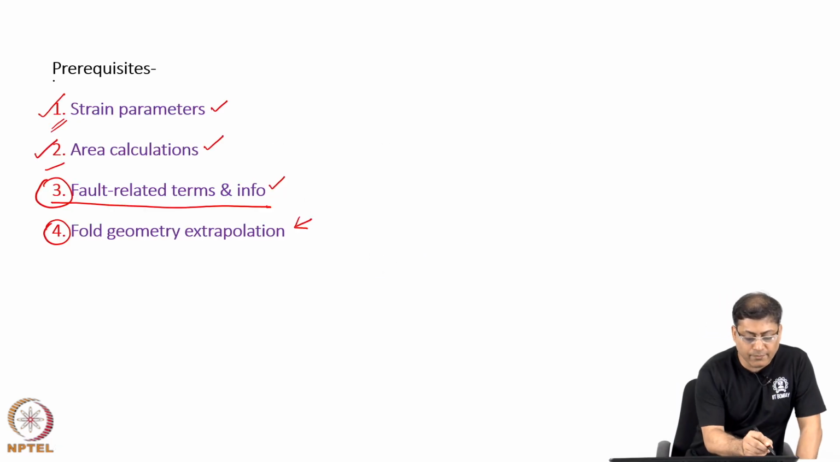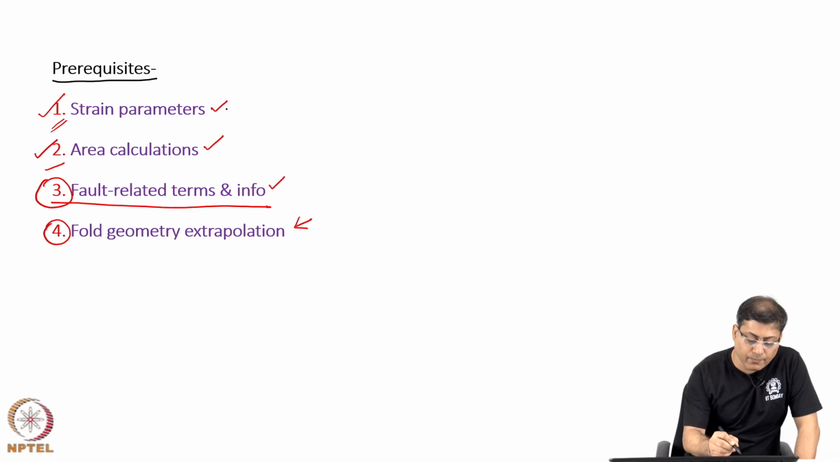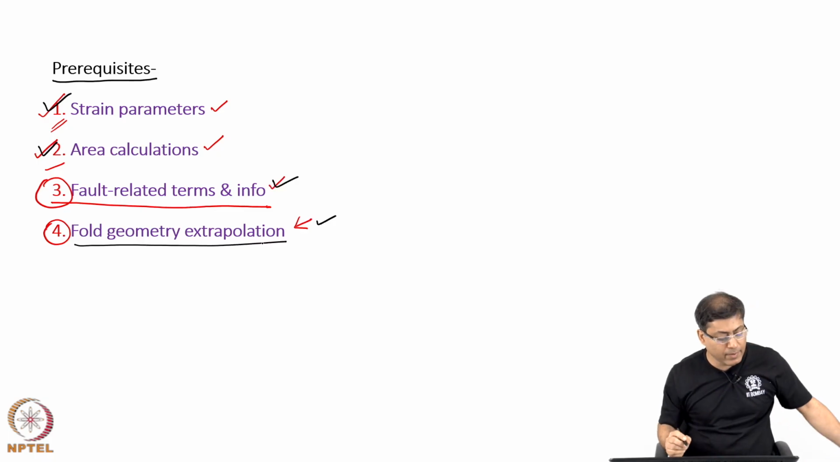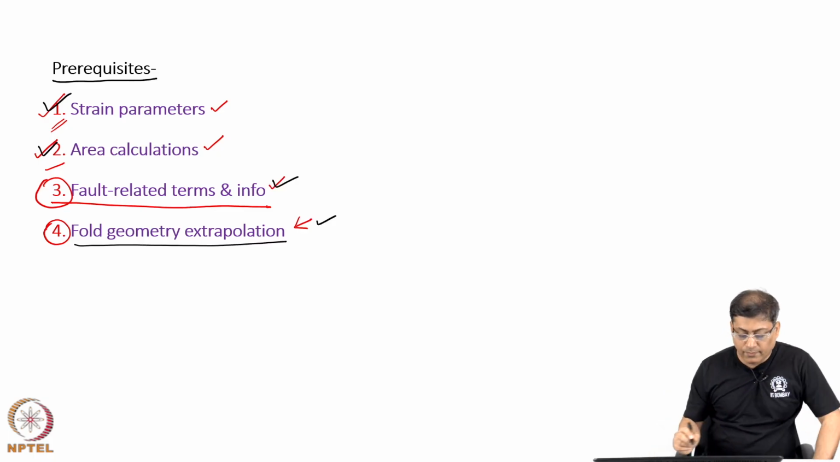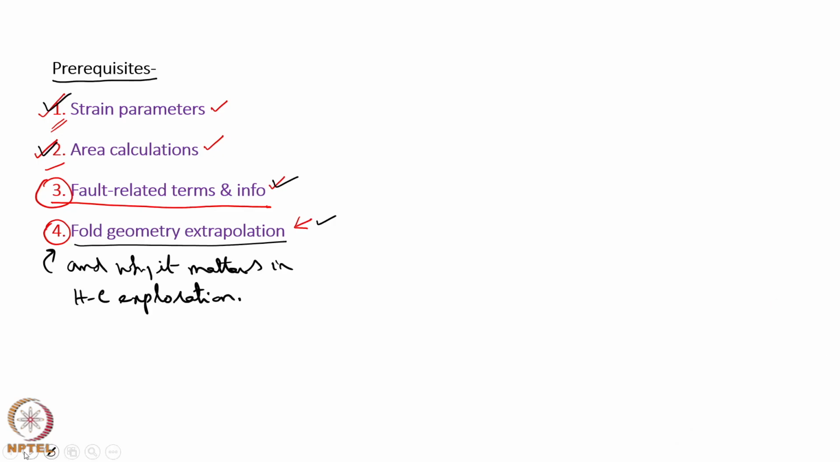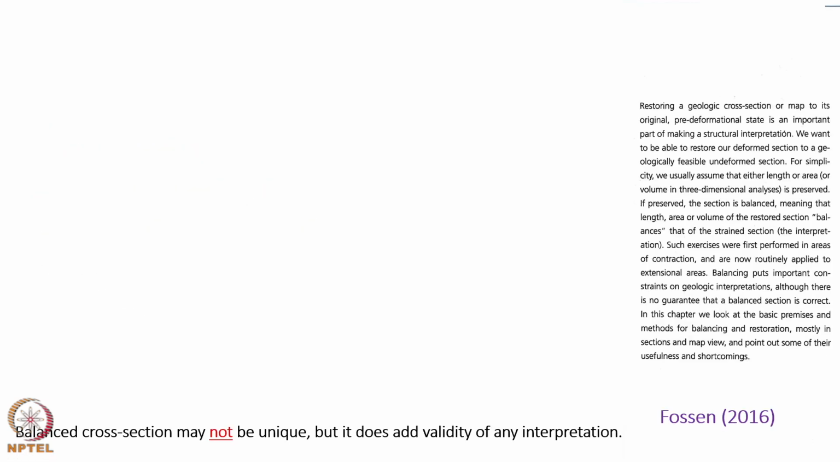In this way, we have covered the prerequisites for cross section balancing. We have studied the strain parameters, the area calculation, we have looked at the fault related information, and we have also seen the fold geometry extrapolation and why it matters in hydrocarbon industries. Therefore, we are in a good position now to start the cross section balancing exercises.